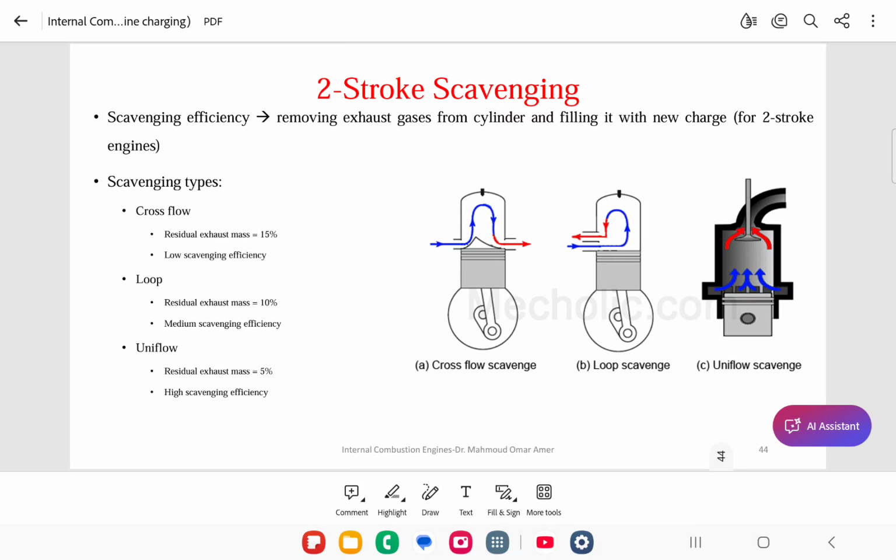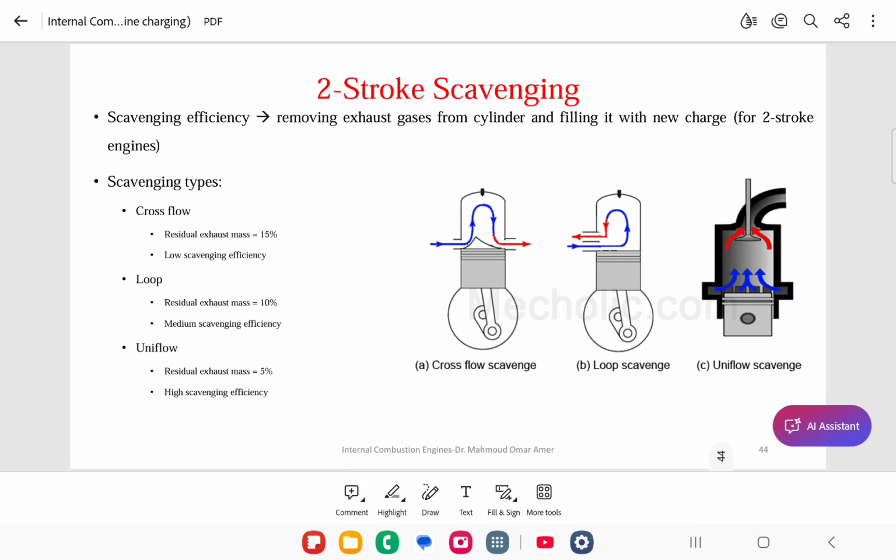So what makes the pressure charge not exit right through the exhaust from the intake? We add this curvature in the piston itself so that we force the pressure charge to go up and try to displace the exhaust through the exhaust port. But of course, part of the mass can just not go straight up and go sideways through the exhaust port. This cross-flow scavenging results in a low scavenging efficiency and residual exhaust mass reaching 15%. So 15% of the charge is residual exhaust.